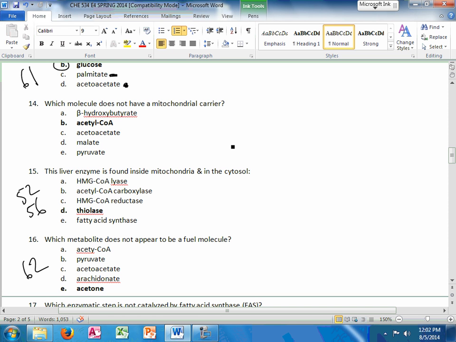This molecule does not have a mitochondrial carrier. It's kind of a comprehensive question. We've seen malate in gluconeogenesis. We know the ketone bodies do, because they're taken from the liver cells' mitochondria to the cytosol, into the blood and back into the mitochondria. So those both have carriers. And we see pyruvate in the citrate shuttle, and we saw it in glycolysis as well. So acetyl-CoA does not have its own carrier.